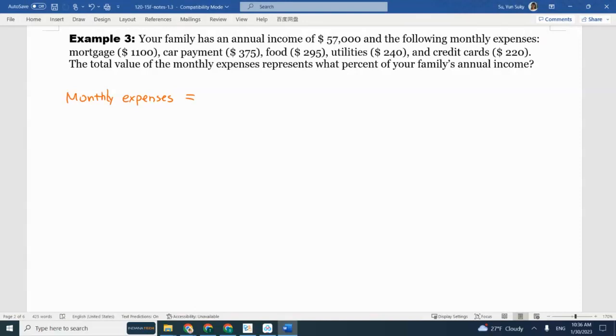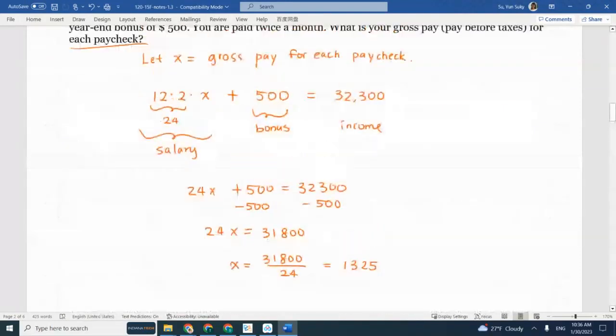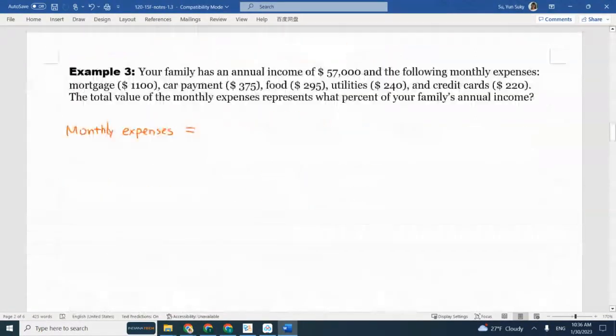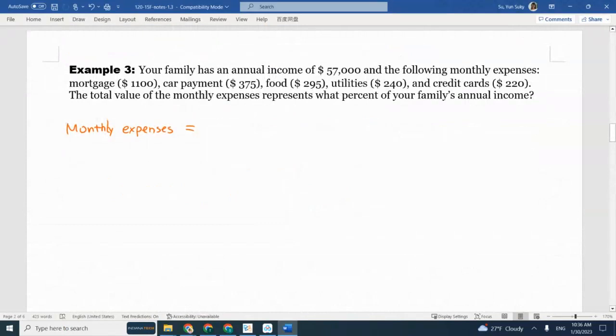By the way, it depends on your need. You don't have to set the variable x. In this problem, like example 2, you can subtract 500 and divide it by 12, or by 24, then you get the answer. Then you don't have to set the variable x. Usually, if the problem gets more and more complicated, then we set the variable. Okay, everybody? And this problem, we don't need to set variables because it's quite straightforward, right?